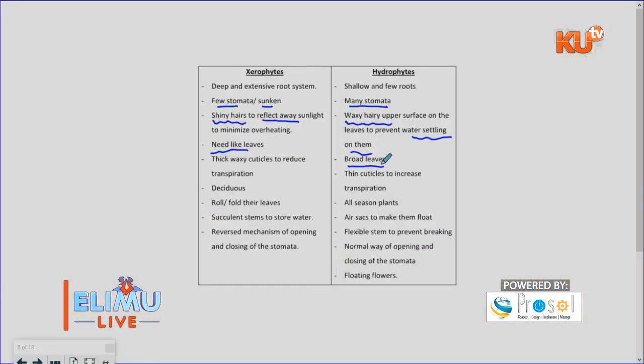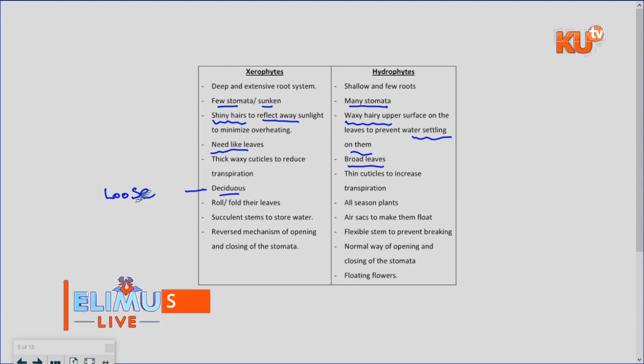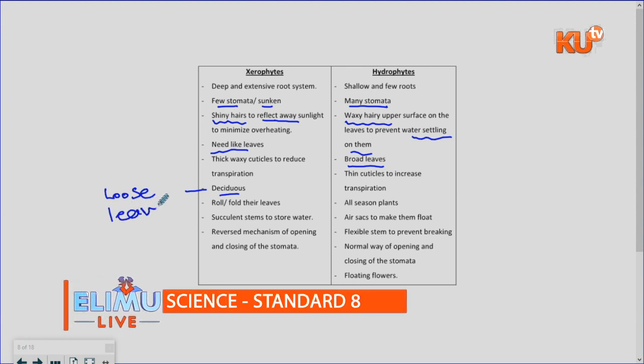We move on. We have deciduous. Some people call it deciduous, so I'll call it deciduous. What is the meaning of deciduous? These are plants that lose their leaves. They do not lose them because they are sick. No, they lose them on purpose. Why should they lose their leaves? You can try answering at home. Why do you think they should lose their leaves?